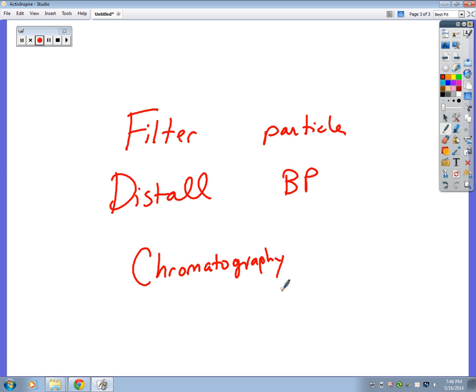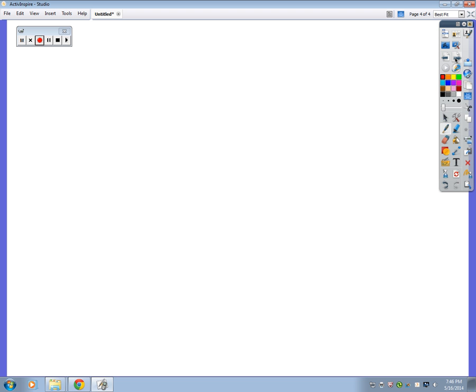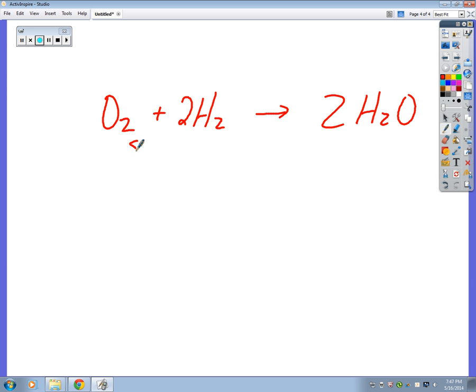Atomic structure, orbital diagrams. I'm just flipping through to see if there's anything else I can help you with. Moles. Let me do a stoichiometry problem. So there you go. Remember, this is a gas. This is gas. This is gas. Actually, let me do this. Let's do entropy. Oops, sorry.